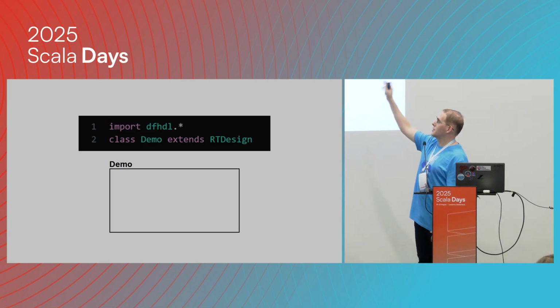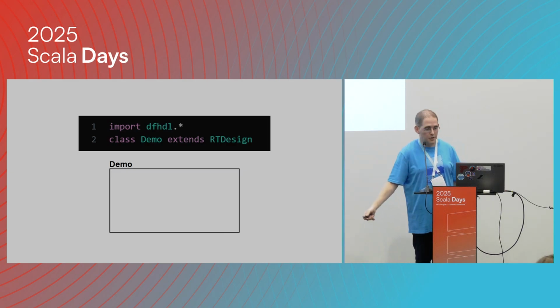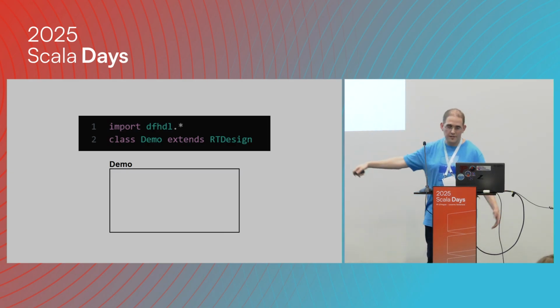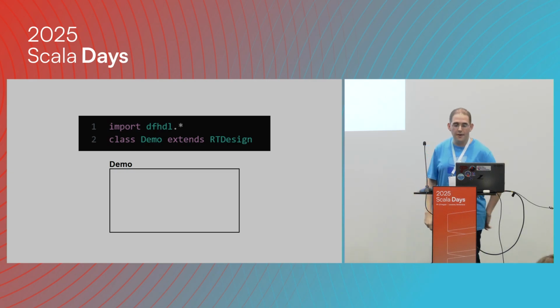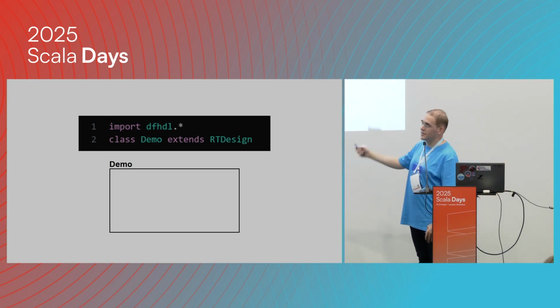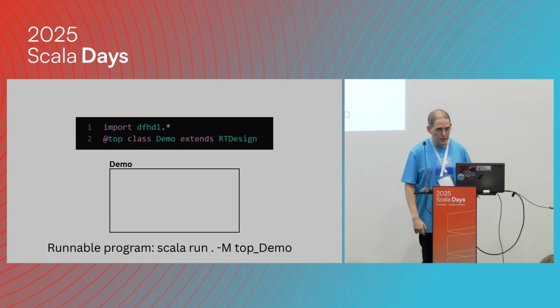So I'll import the library, and I create a class, demo extends RTDesign. I created a register transfer level design. That's it, we're fine, we're golden, I go. But this is just an empty shell at the moment.